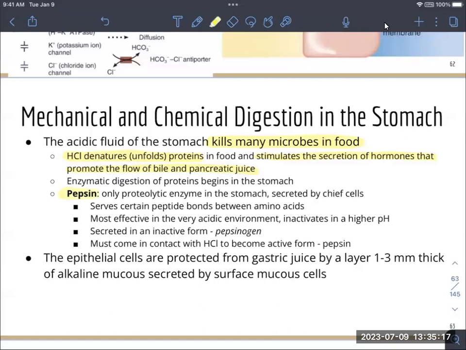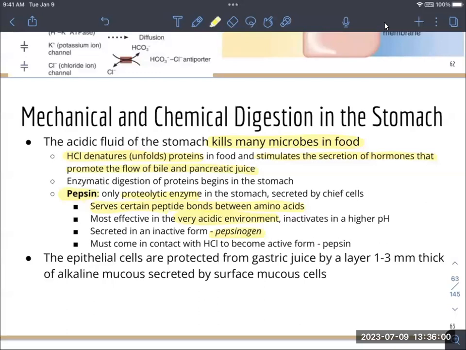Pepsin is an enzyme, and it kind of gives us some of these peptide bonds between amino acids. It's effective in acidic environments only. Pepsin is actually secreted as pepsinogen, and the acidic environment coming in contact with that hydrochloric acid causes pepsinogen to become pepsin, which is that active form in the stomach.